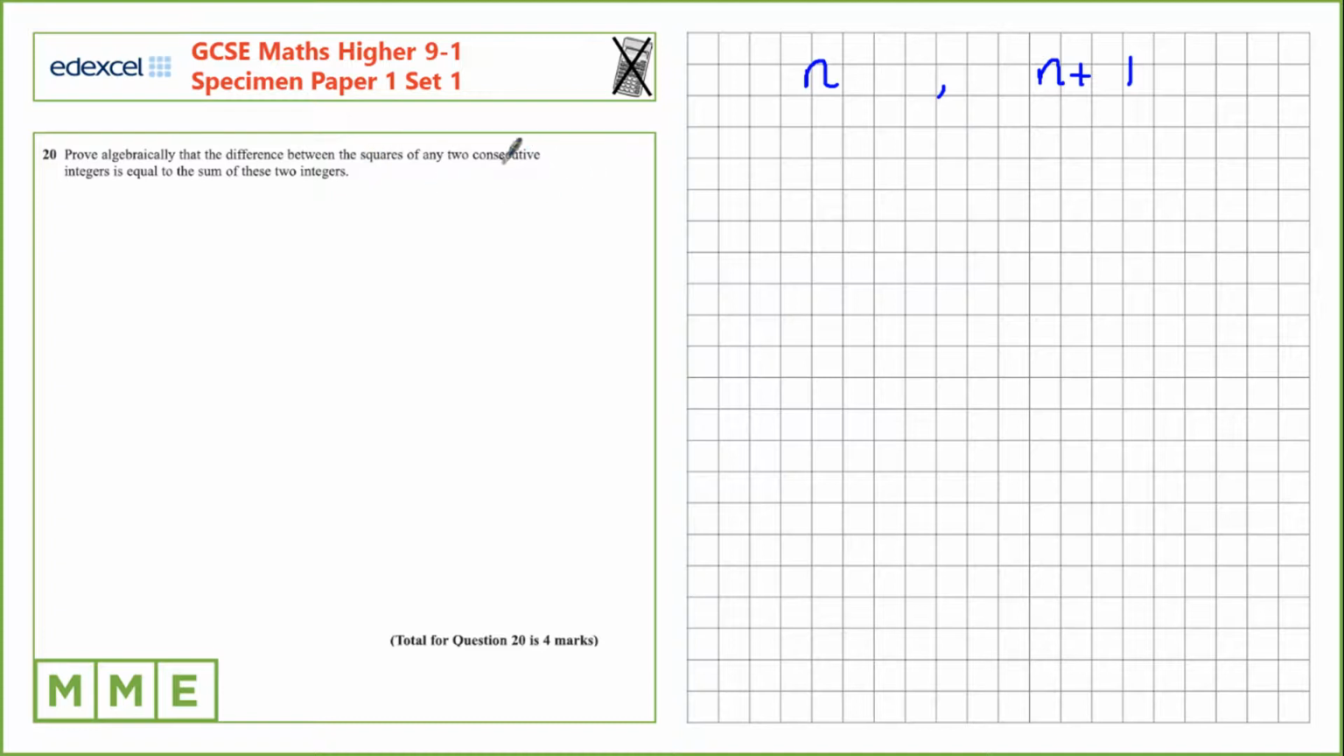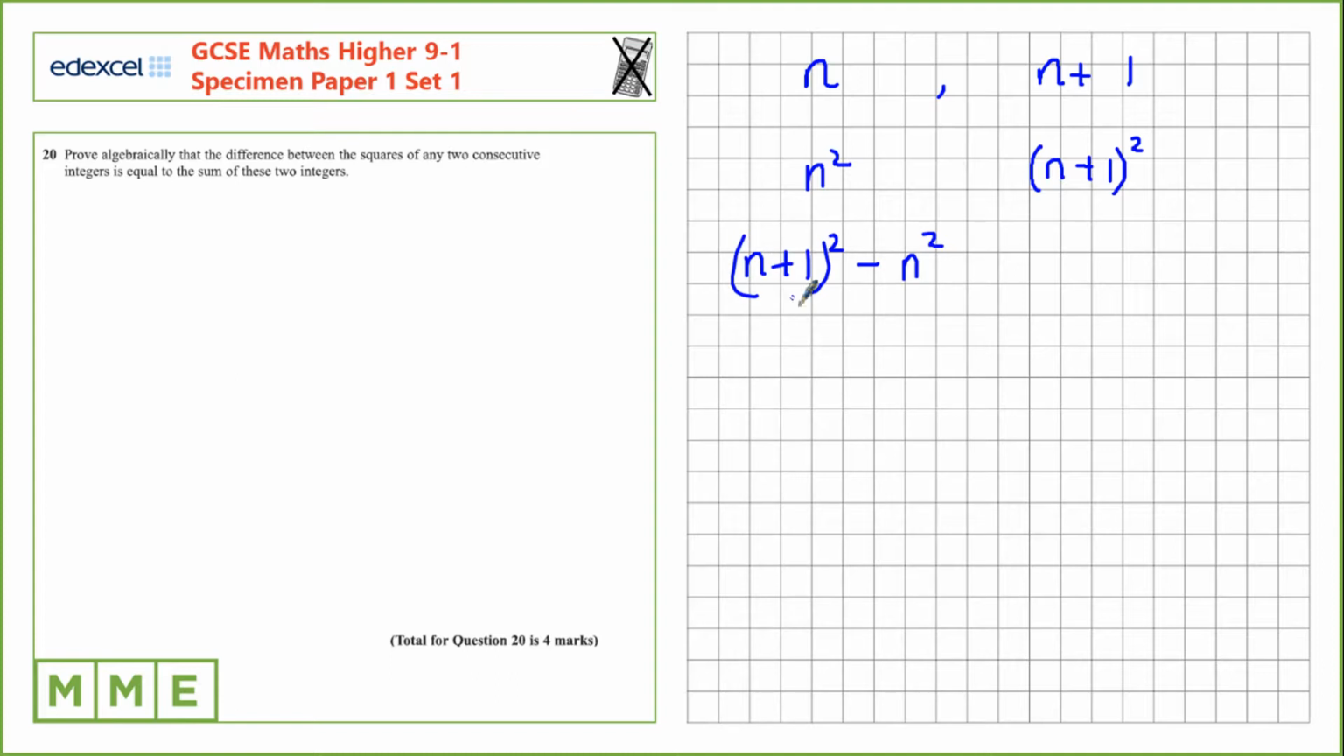First, we need the squares of the two consecutive integers. That's n squared and (n plus 1) squared. We need to find the difference of those, so that's one subtract the other: the largest subtract the smallest, and since this is the next one, it's bigger than the first one. So (n plus 1) all squared minus n squared.